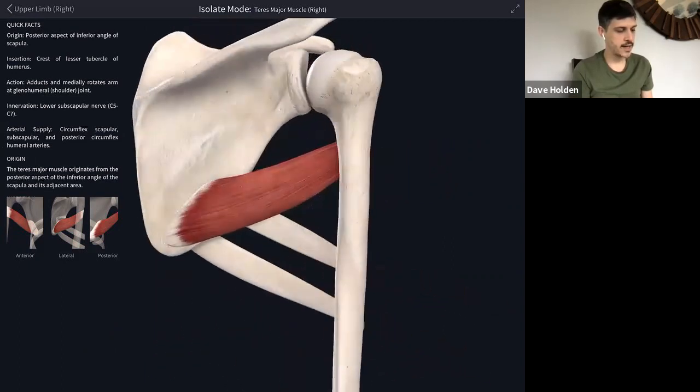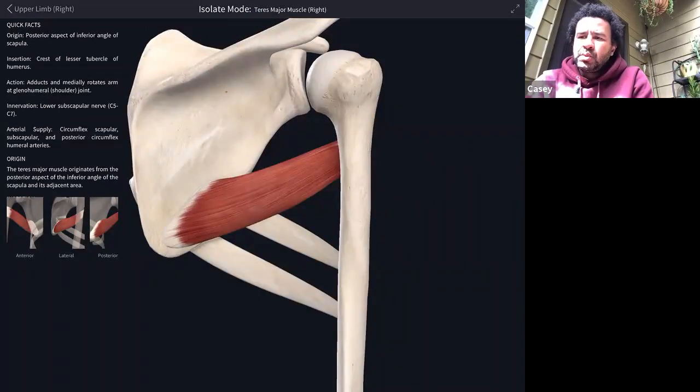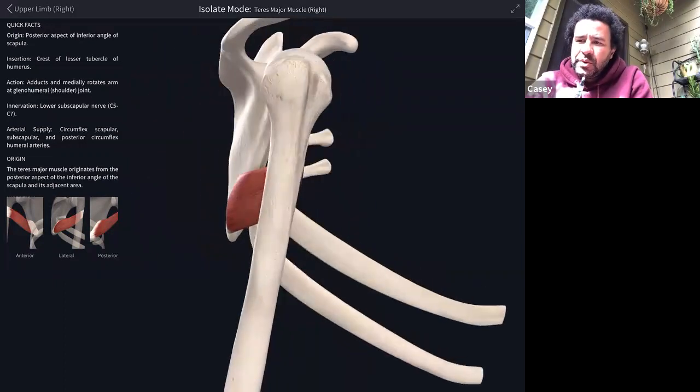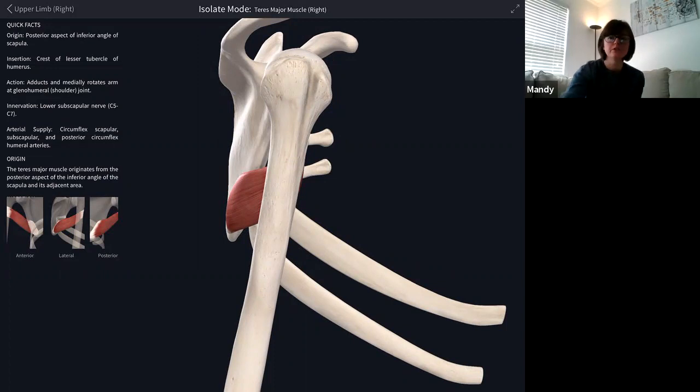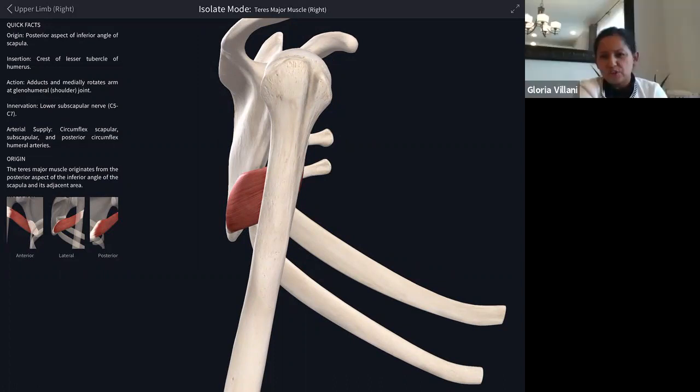So looking at this muscle, what kind of actions? Shoulder adduction. Adduction, yes. Shoulder flexion, no. Medial rotation, very good. Extension of the shoulder. So we have extension of the shoulder, medial rotation of the shoulder, and adduction. Yes.